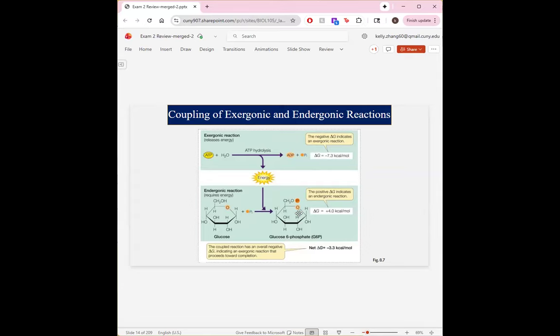And this is an endergonic metabolic reaction. So this is the formation of glucose 6-phosphate from glucose. And the formation of this is endergonic, and you can see that from the change in free energy being positive. So the first reaction releases more energy than the second reaction captures in its bond. So overall, the coupled reaction has a negative change in free energy, meaning the overall reaction is exergonic.